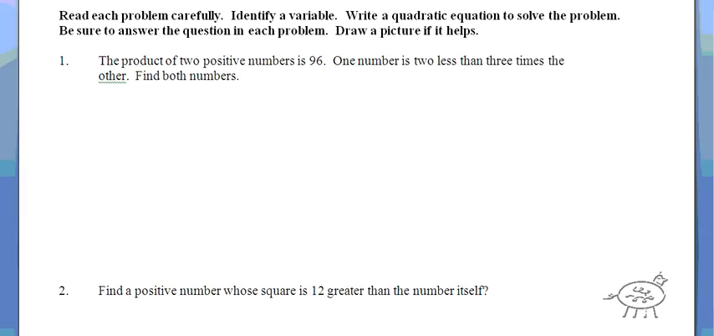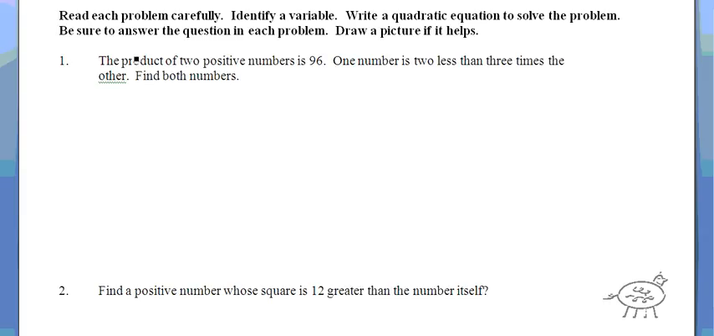First of all, if you look at the directions, it says read each problem carefully, identify a variable, write a quadratic equation to solve the problem, be sure to answer the questions in each problem, and draw a picture if it helps. If it doesn't say something like a rectangle and just says find two numbers, you don't even have to really define the variables. That's fine, but you have to come up with the equation here.